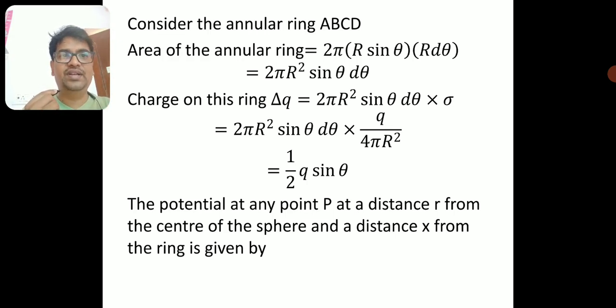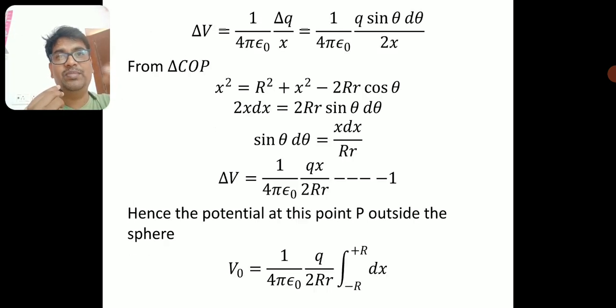Okay, potential at any point P at a distance of r from the center of the sphere and a distance of x from the ring is given by... Now I am going to find the potential at the point P. After finding the charge, it is easy for me to go for the potential formula. Potential V, I am calling it delta V again, is equal to 1 over 4 pi epsilon naught, which is Q by R. So Q here is delta Q, and R here is x, because I am considering an annular ring. So for that annular ring, I am finding the potential at point P due to the charge on the annular ring which I have considered.